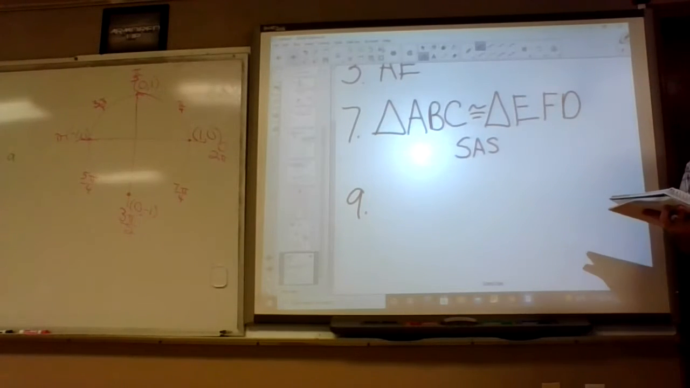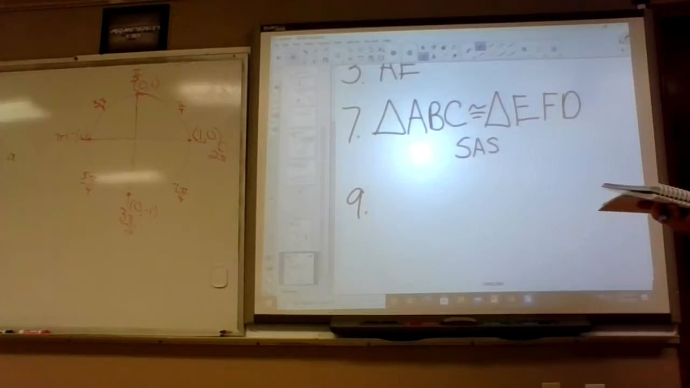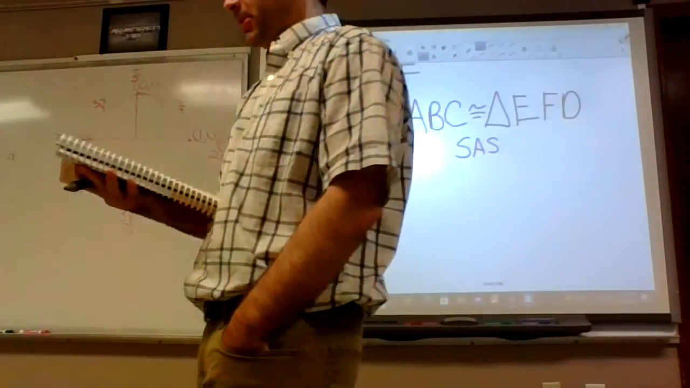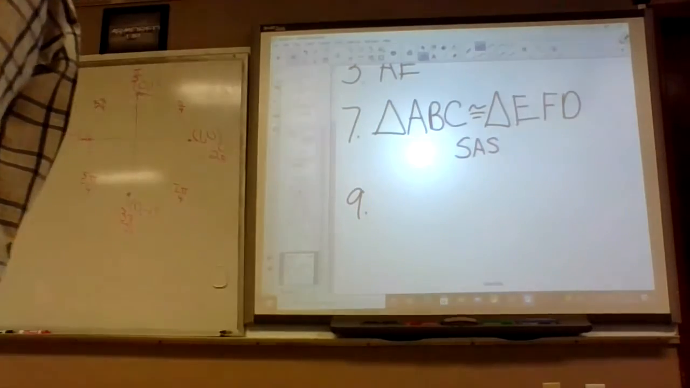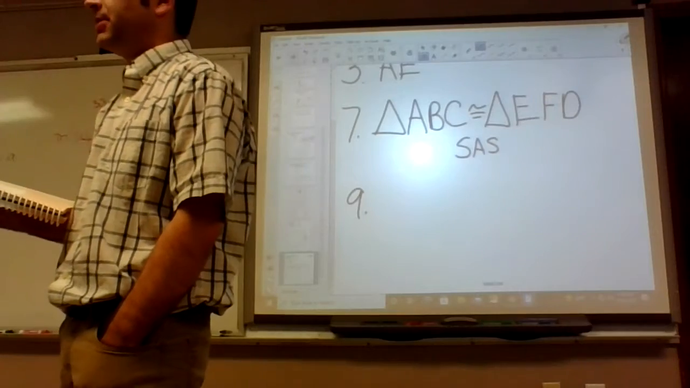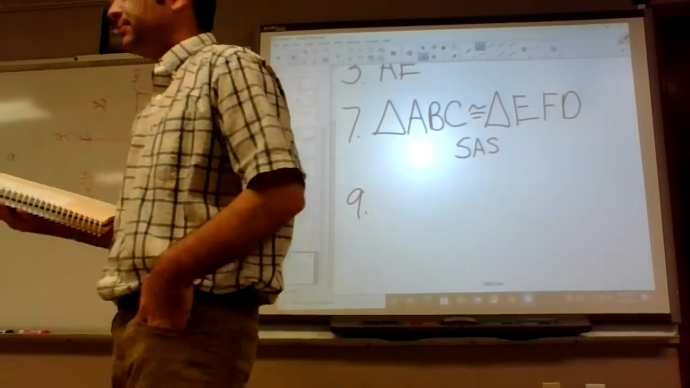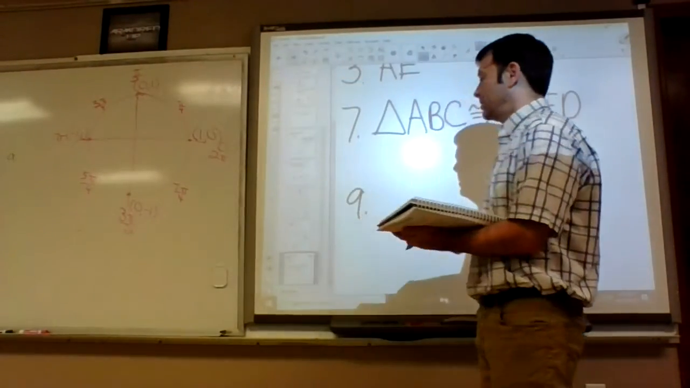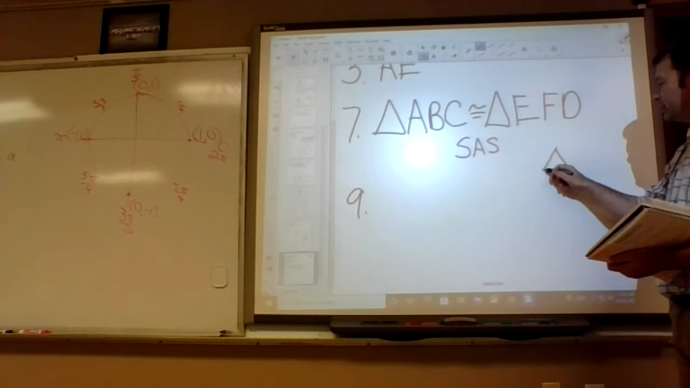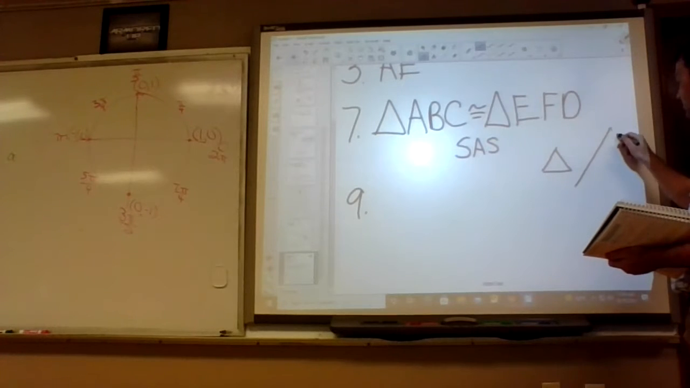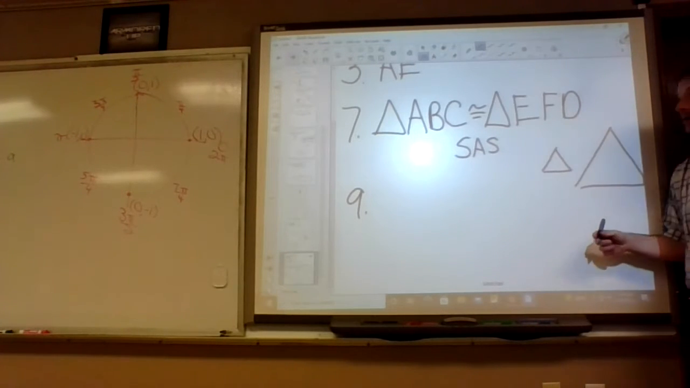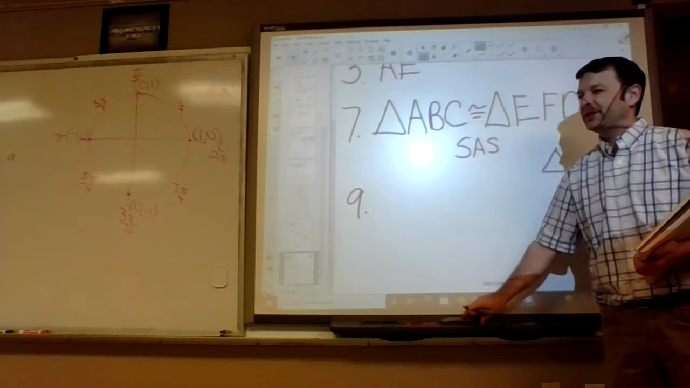Okay, number 9. So all the angles are congruent on both triangles. Is that enough to say the triangles are congruent? No. So I could draw a really tiny triangle with like 60-degree angles and a really big triangle with 60-degree angles, right? Just because their angles are the same doesn't mean they're congruent. So I can't say the triangles are congruent.